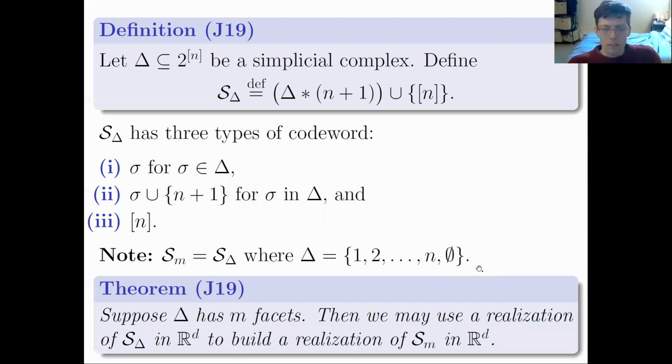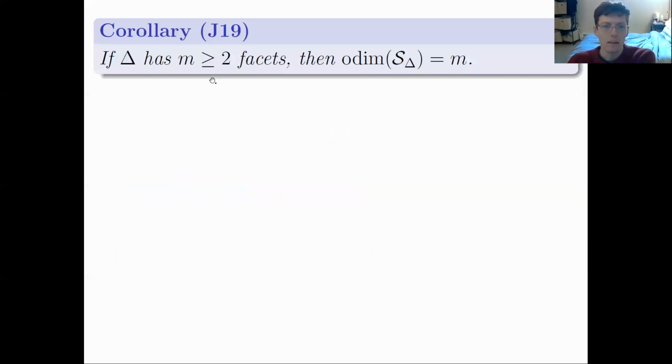Okay, but what's the relevance of this S delta thing? Why do we want to make this generalization? Well, it turns out that the number of facets, let's call it M, in delta is important. It's going to be potentially large relative to N. And it turns out that if I have a realization of S delta with delta having M facets, I can use it to build a realization of SM. And I won't justify exactly how that works. I'll tell you if I have time later in the talk, kind of what I mean by build a realization. But the importance of this is that if delta has at least 2 facets, let's say M is larger than or equal to 2, then I can find the open embedding dimension of S delta, and it's actually equal to M.